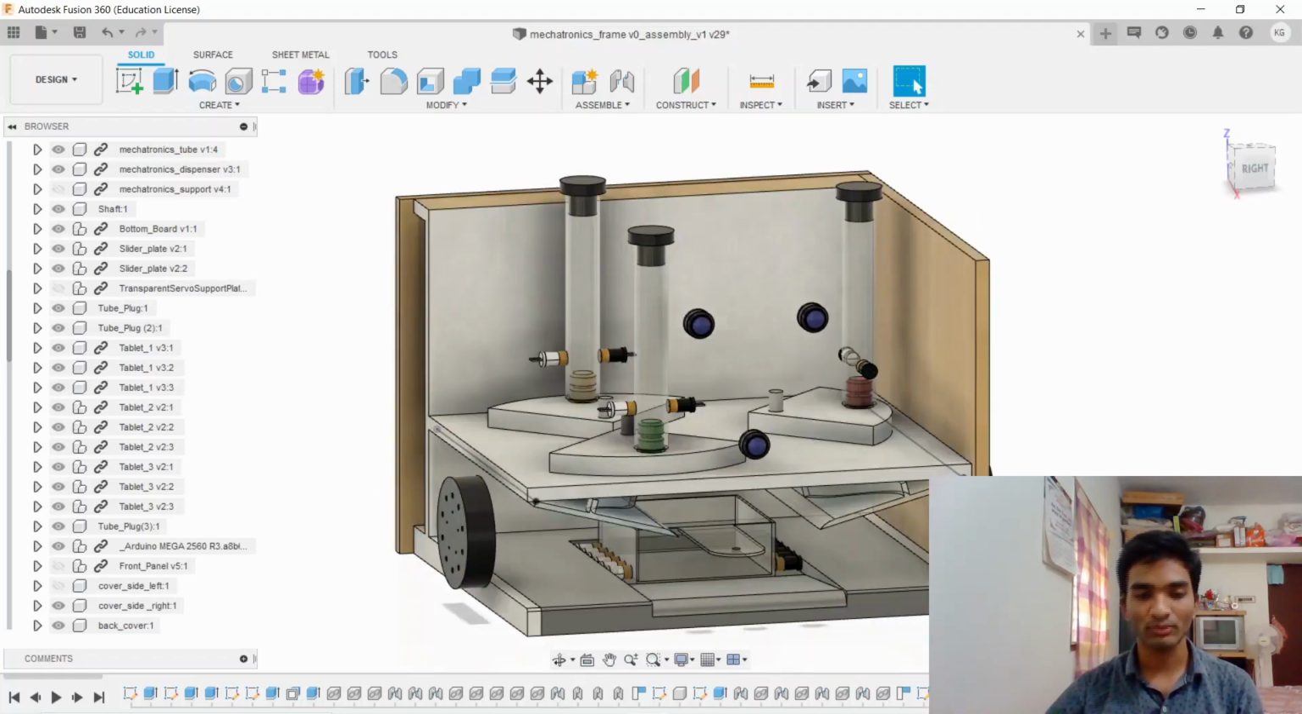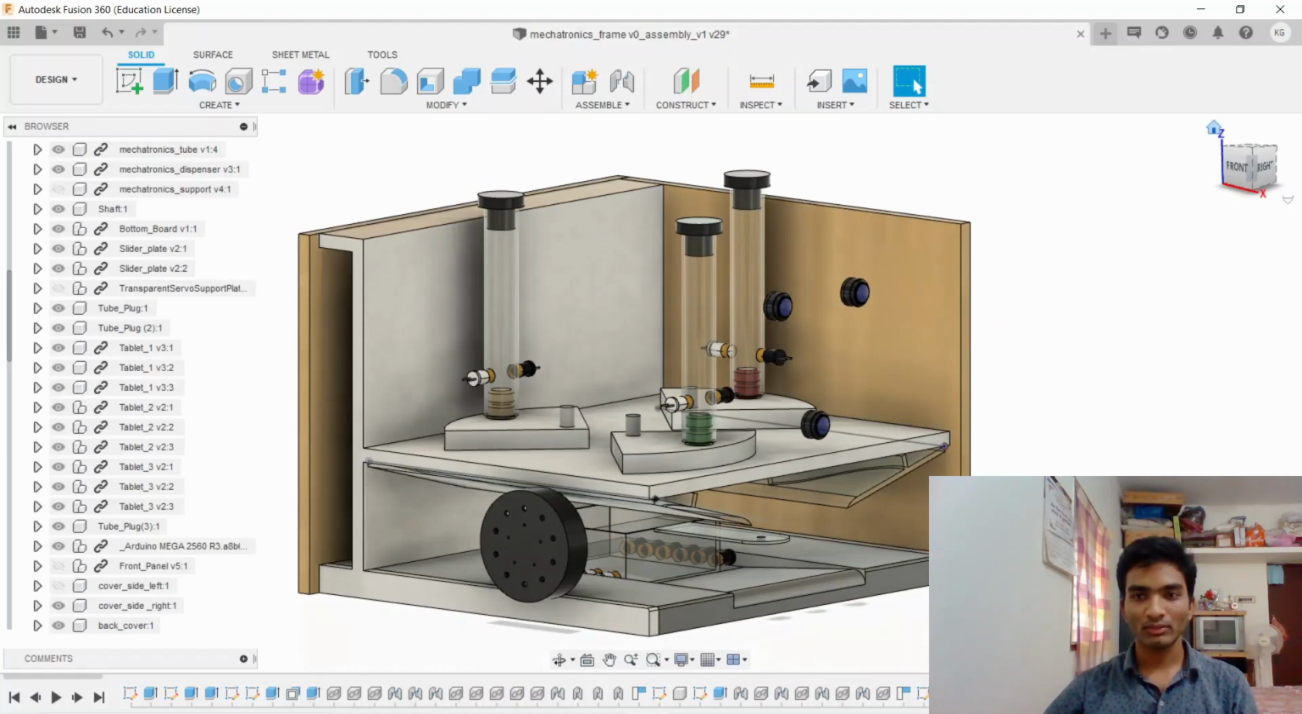Here we have an array of IR sensors placed. This is the IR transmitter and this is the IR receiver. So when the medicine falls into it, no matter wherever it falls, it detects the medicine and sends a signal to the microcontroller, that is Arduino Mega 2560.